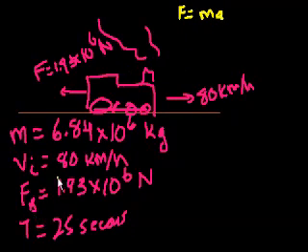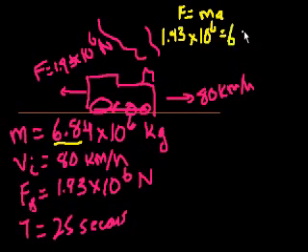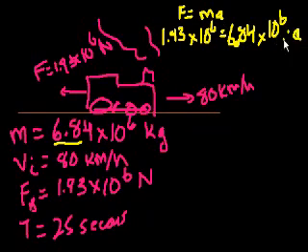And what's the backward force? The backward force is 1.93 times 10 to the 6th. So 1.93 times 10 to the 6th, and that equals mass times acceleration. What's the mass? Mass is right here. 6 point, that's a decimal there. 6.84 times 10 to the 6th times acceleration, right? And acceleration is what we're trying to figure out. And remember, if the force is pulling back, then of course the acceleration is also going to be backwards, or it's going to essentially slow down the train.